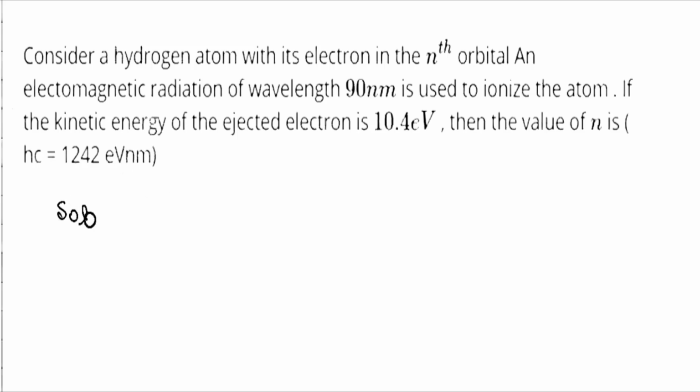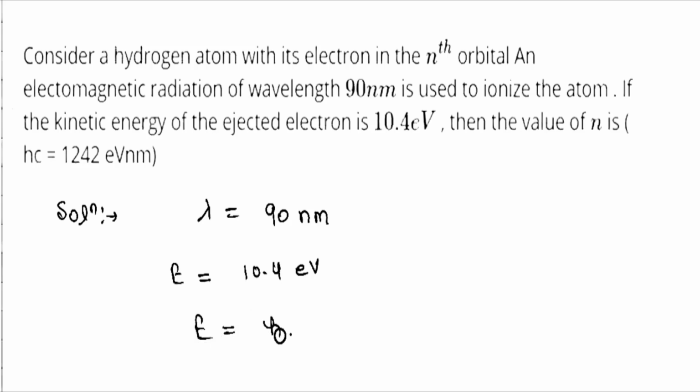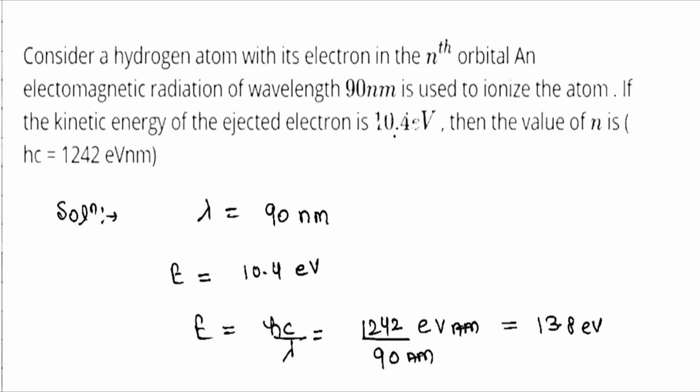So the solution of this question is, we have the wavelength lambda is 90 nanometer, and the kinetic energy is given to us as 10.4 electron volt, and we have the energy formula hc divided by lambda. So we have the hc value 1242 electron volt nanometer, divided by 90 nanometer. So nanometer and nanometer will cancel out. So this is equal to 13.8 electron volt.